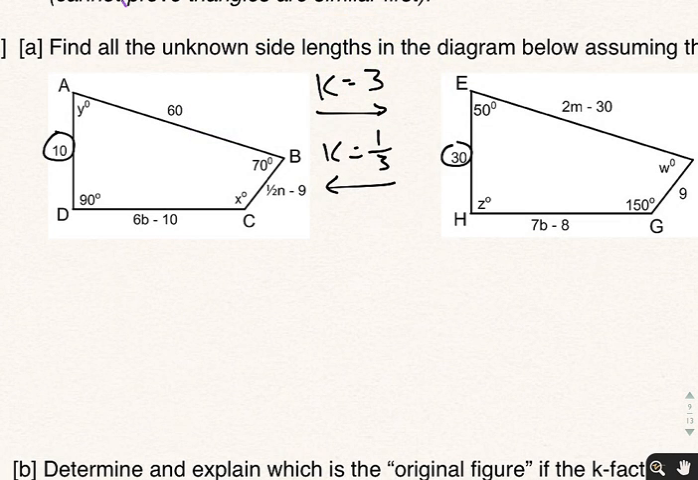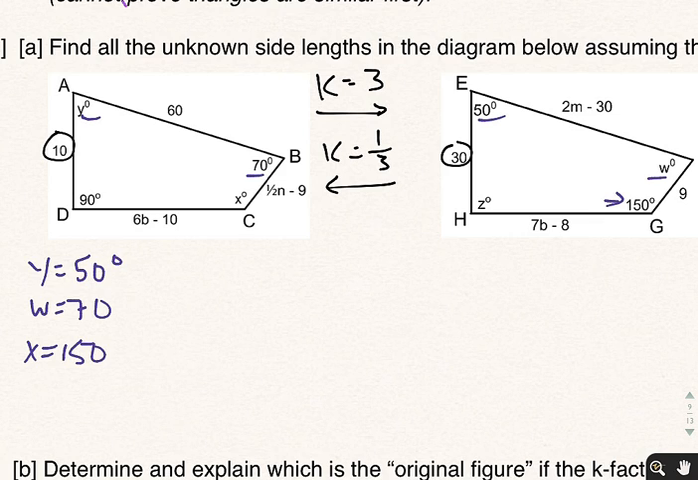If these two things are similar, I know all these angles have to be congruent. So that tells me right away that y has got to be 50 degrees, w's got to be 70. This is really a gimme. X is going to be 150, and of course z is going to round off at 90. So that's the easy part out of the way. Don't forget about the angles too, because they have to play a part here. So let's just go around the horn.